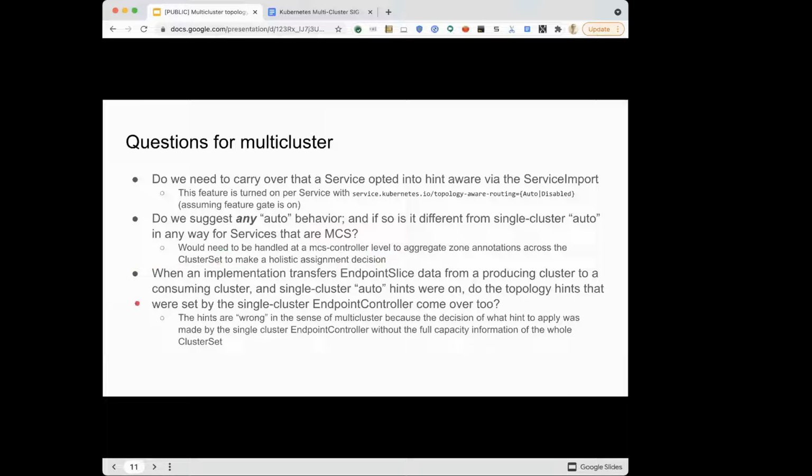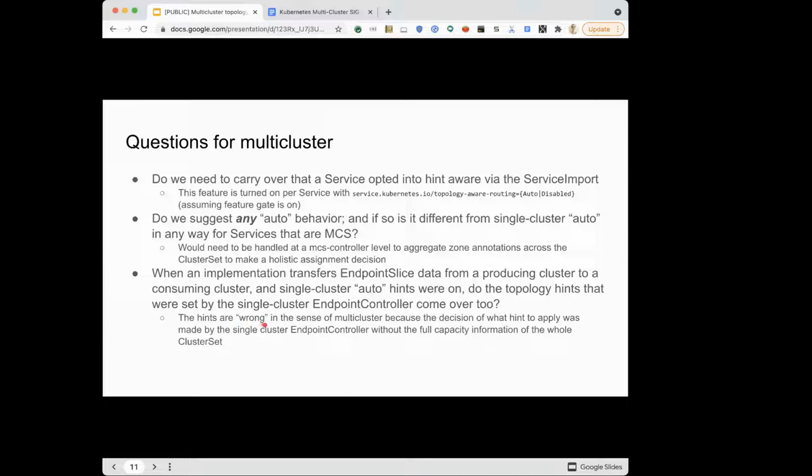Another idea that has come up in talking about this with people is if we didn't do anything special for these allocation hints, these topology hints, from an MCS perspective, but just copied over whatever the single cluster case had. If somebody turned on topology aware hints in a single cluster, and we pull those over for any exported service, and that information is still annotated on the endpoint slices in another service, do we want to say that's how it should work out of the gate? And are we concerned about any potential side effects?